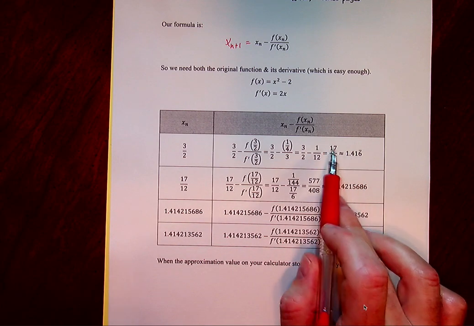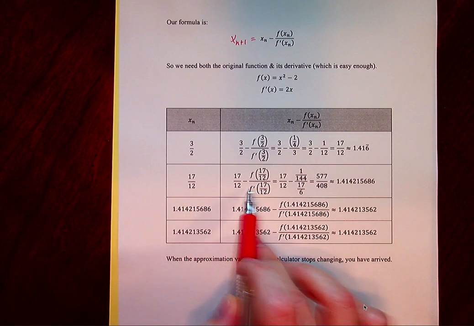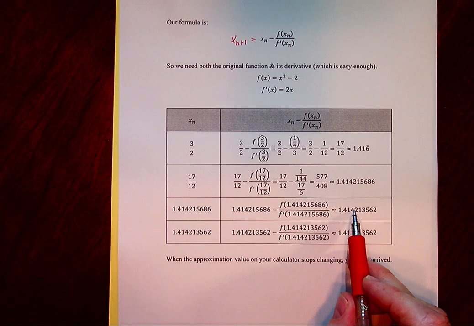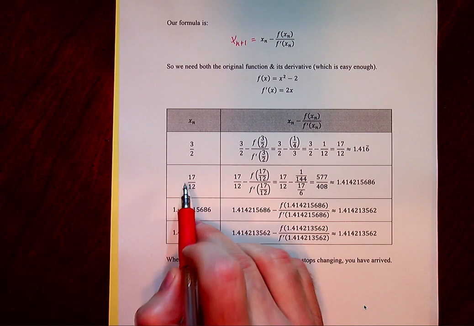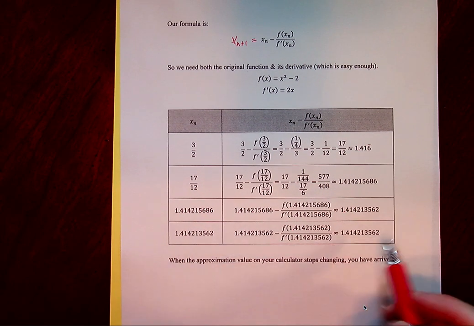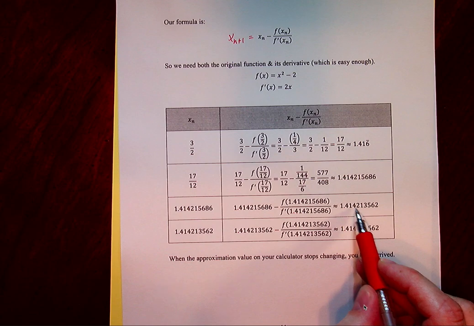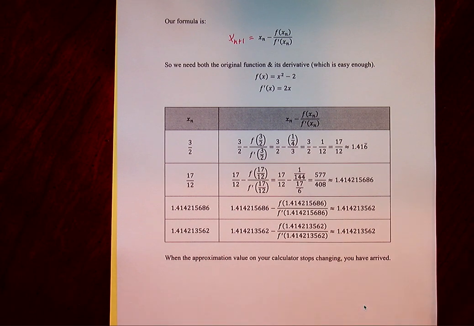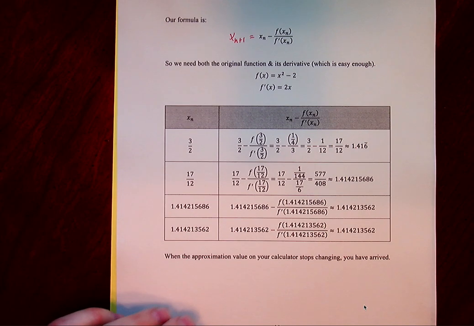That is 17/12. You can plug 17/12 in, you're going to get this approximation, and you go again and again, x sub 1, x sub 2, x sub 3, and x sub 4. At x sub 4, it has stopped changing to 9 decimal places. And you recognize the fact that that is indeed what we're looking for in terms of our approximation for the square root of 2.